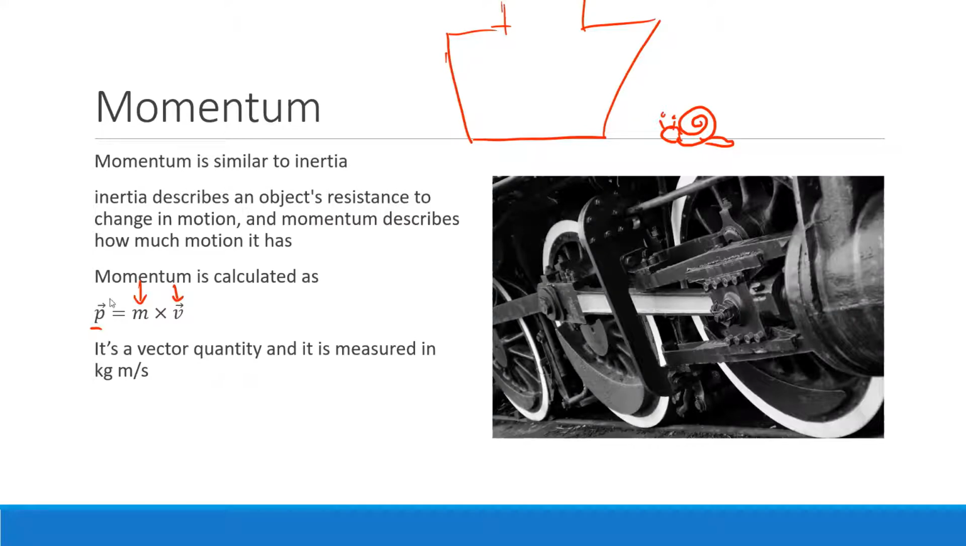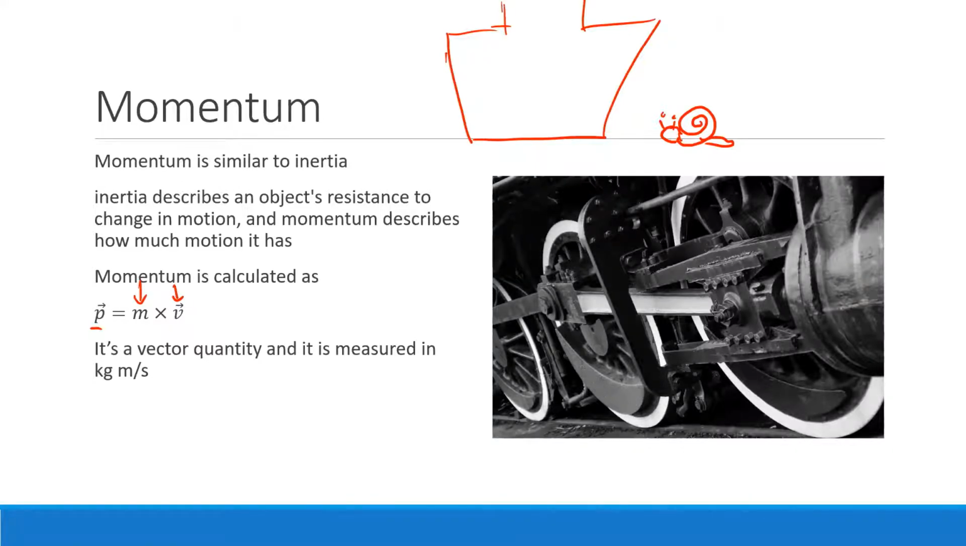The arrow on top of the P and the V is a representation of it being a vector. You can see now why we have an issue with using the same letters. We're using P to represent momentum because M is already used for mass. So P represents momentum.